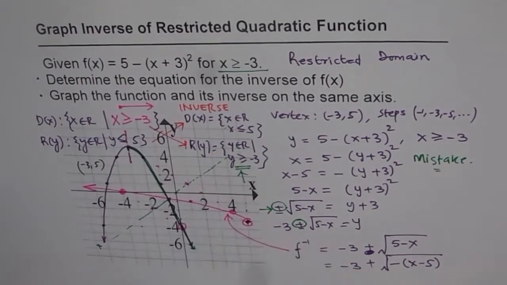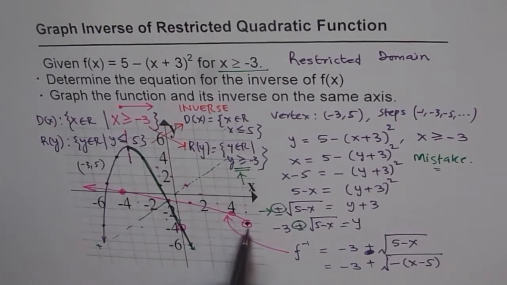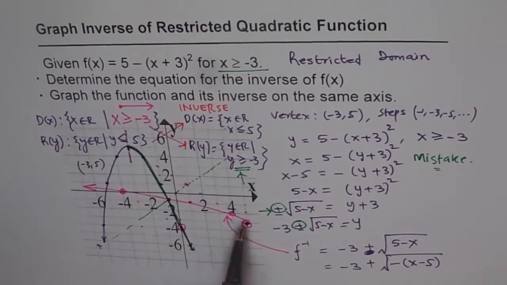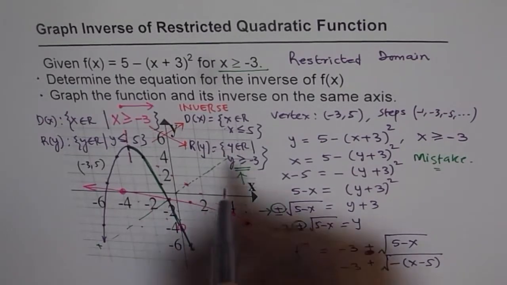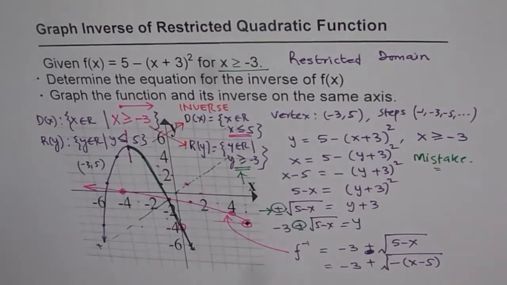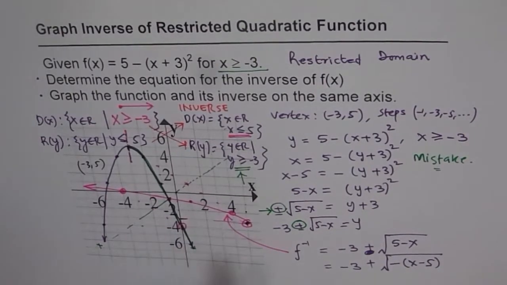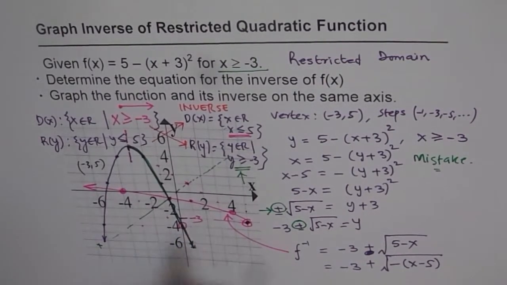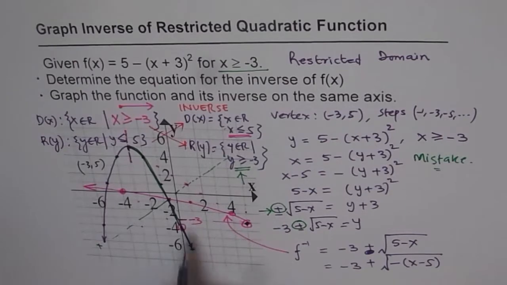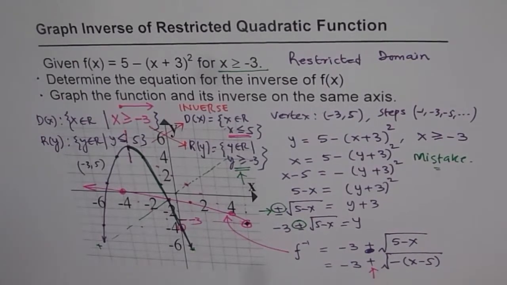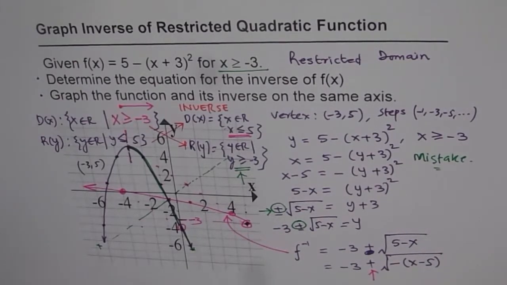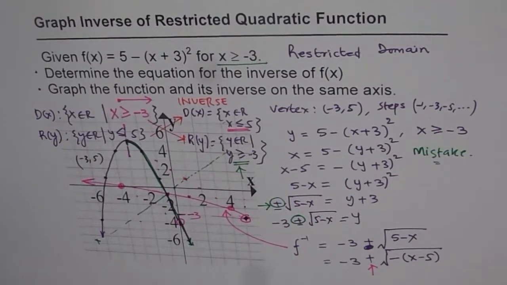That is the inverse. Now you can clearly see from here that the domain is x values less than or equal to 5. Do you see that? And the range is greater than minus 3. This is minus 3 for you. Do you see that? So minus 3 plus something gives you the answer. That is how you get your inverse on the same graph, and that is how we get our inverse equation.